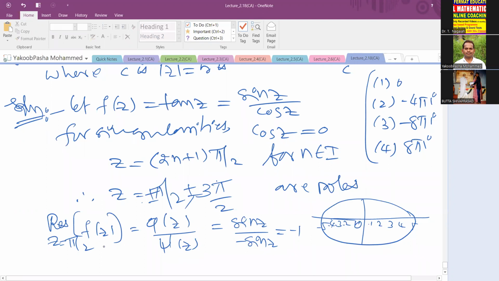Similarly, the residue of f of z at z equal to 3 pi by 2.